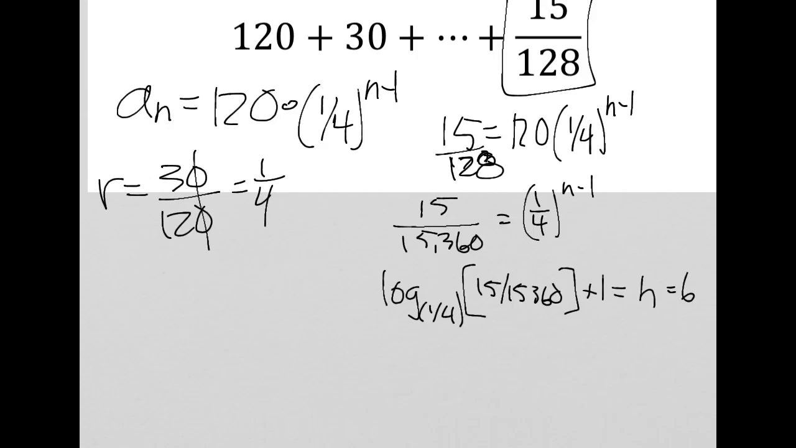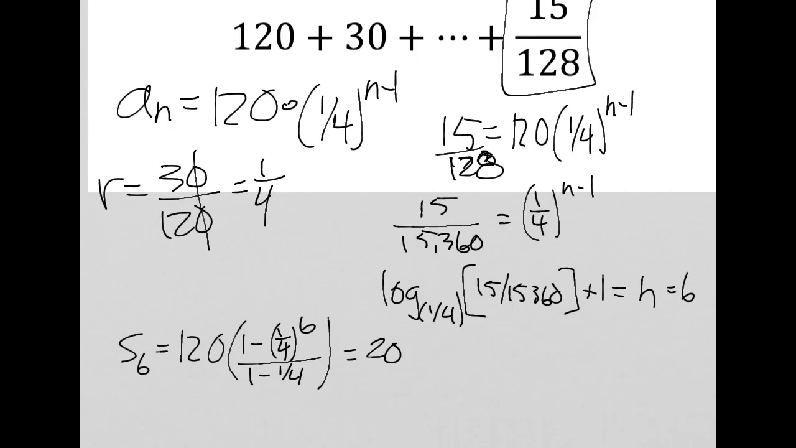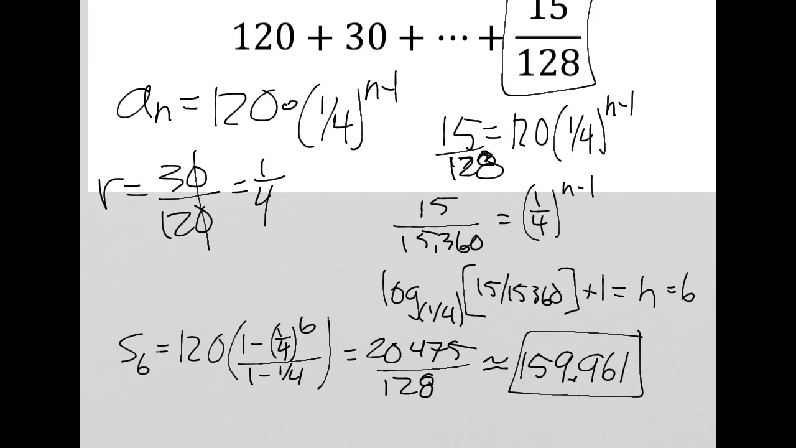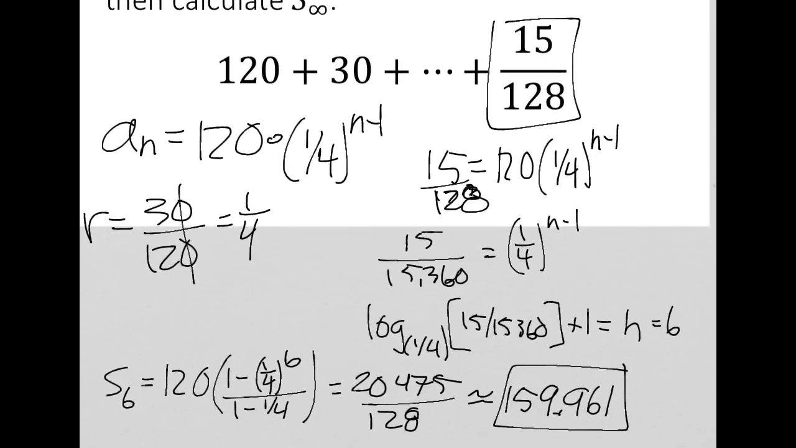So we want to find the 6th partial sum, S sub 6, which will be the first term, 120, times 1 minus our ratio, which is 1/4, raised to the power of n, which is 6, divided by 1 minus 1/4. And crunch that number. And when you crunch that number, you get this absurd fraction, 20,475 over 128, which is roughly 159.961. So that is the 6th sum of this series.